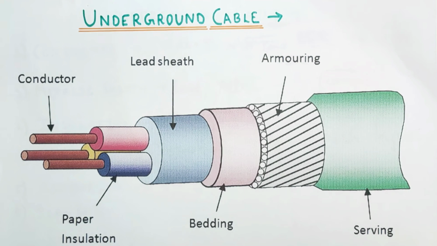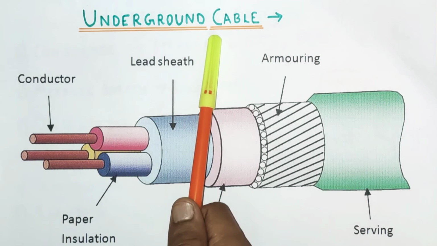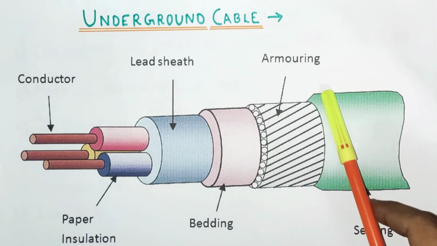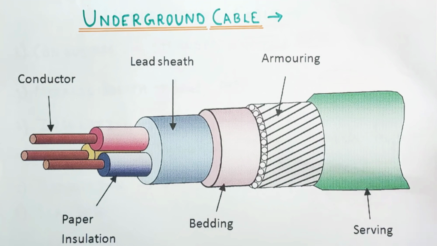So coming towards the video in underground cables, friend, today we are going to discuss what type of protective layers are used in underground cable and what are their uses. For example, bedding, armoring, lead sheath, serving. These are all the protective layers used in underground cables.